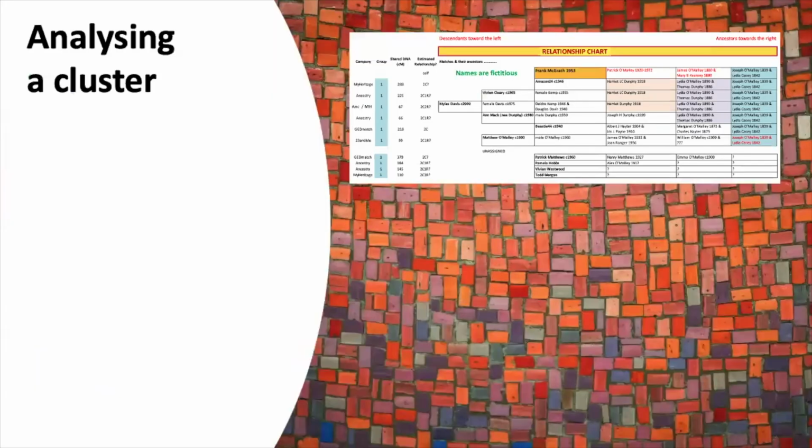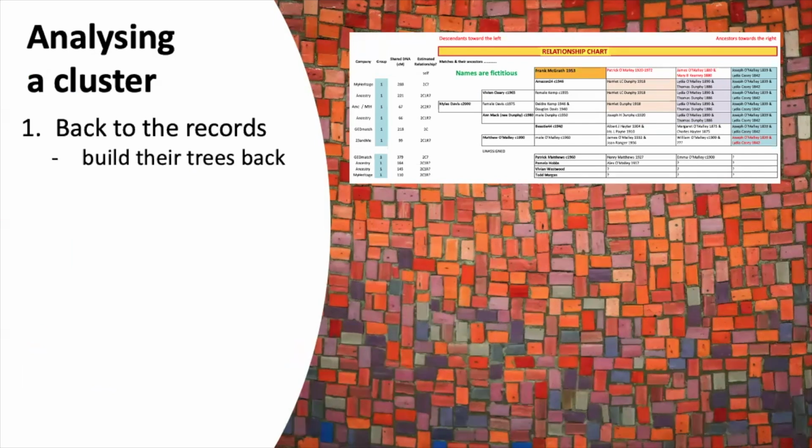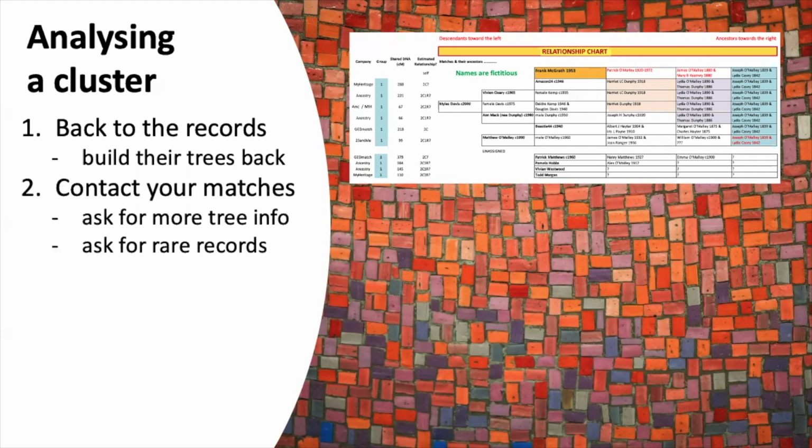So once you've got your cluster of O'Malley matches, how do you go about analysing them? And this brings us back to the records, because for those who only have partial family trees, and a lot of your matches will only have partial family trees, you have to build their family tree yourself. And that means going back to those records that we talked about earlier and building the tree back in time as far as you can, until you hit the earliest known ancestor in their family tree.